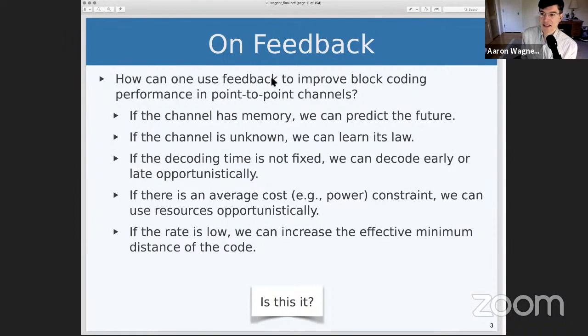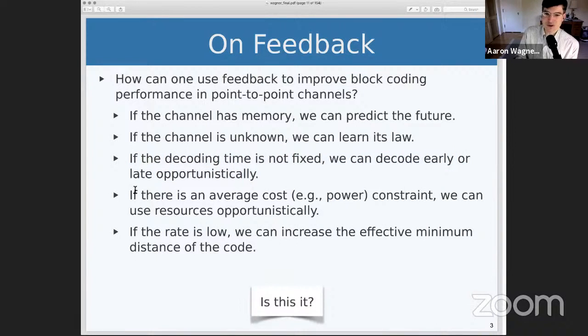It's obviously not a completely well-posed question, right? You can never really answer this definitively in the negative, because you can always come up with ways of changing the model that allow feedback to be useful in new ways. For instance, if no one had ever thought about variable block length coding, then our list might have 4 items in it, and then we might say that's it. And then someone comes along and says, well, you can decode opportunistically, early or late, and that would add a new item to the list. So you can never really definitively say this is the complete list.